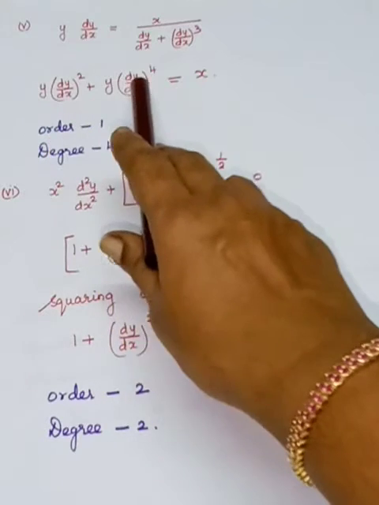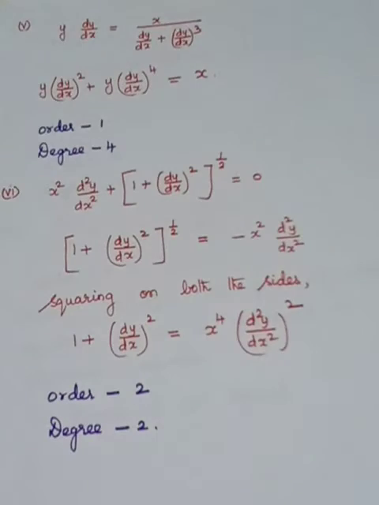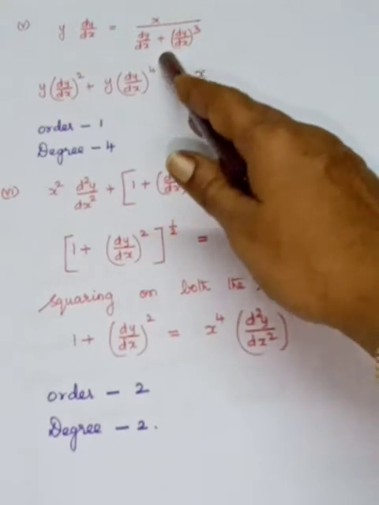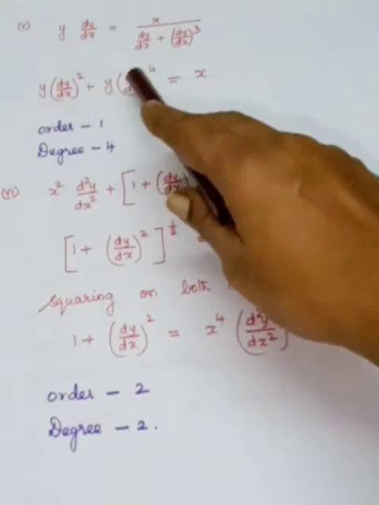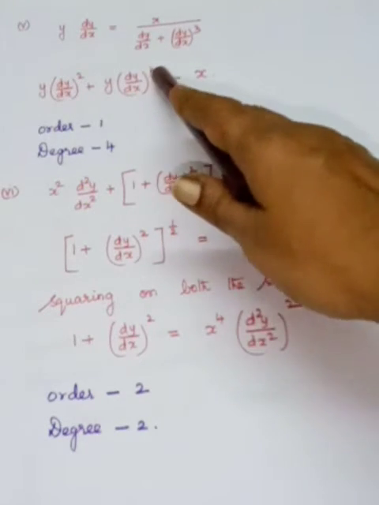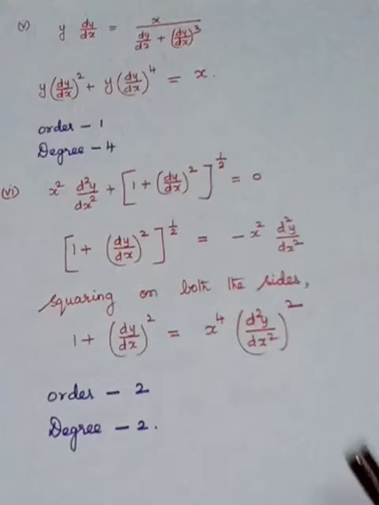So see, in the derivative, only dy by dx is involved. So therefore the order is 1. Here you will have dy by dx the whole power 4 and dy by dx the whole squared. So the highest power is 4. That is called the degree of the differential equation. And come to the sixth one.